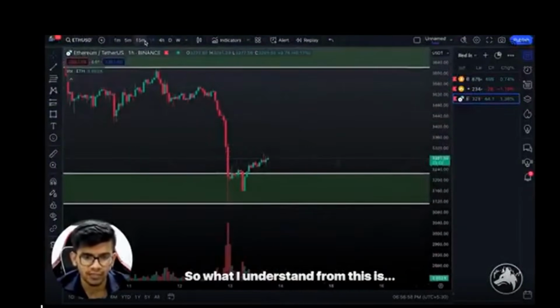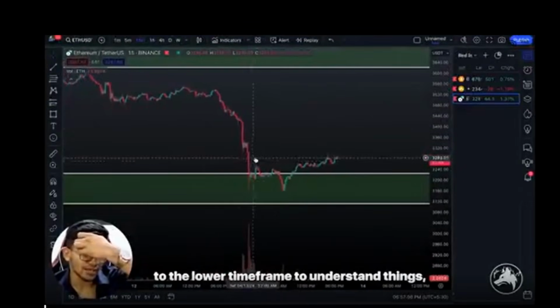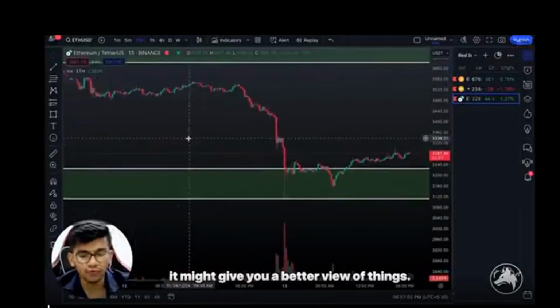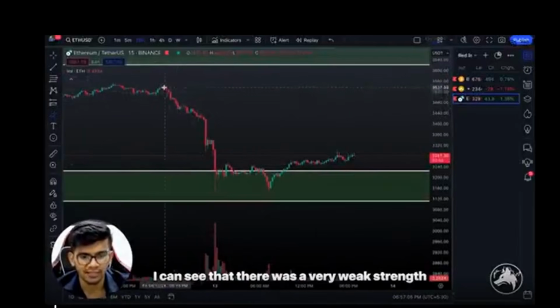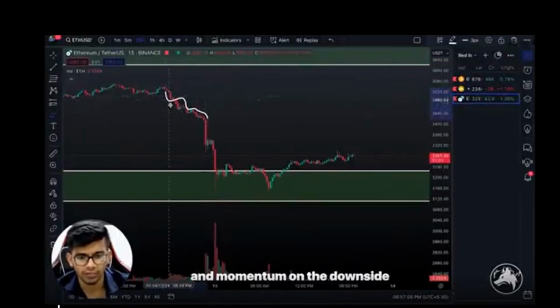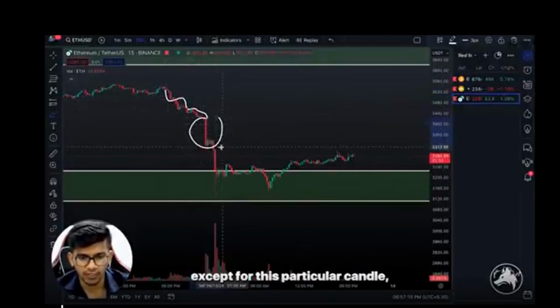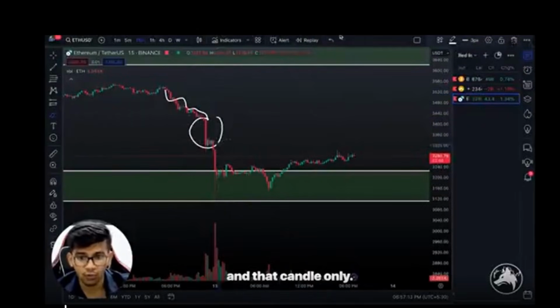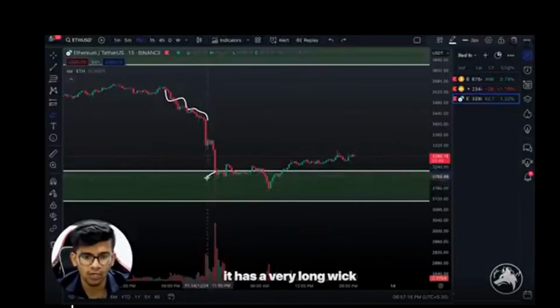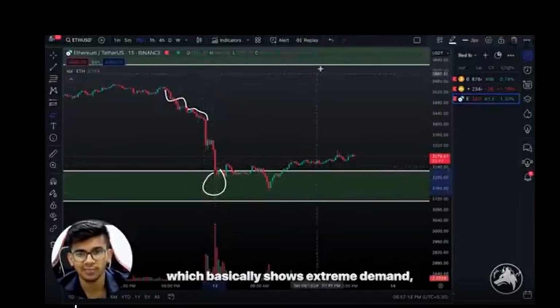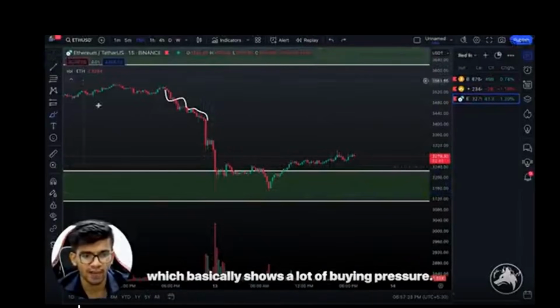So what I understand from this is, you can also go down to the lower time frame to understand things. It might give you a better view of things. So if you look at this on the 15-minute time frame, I can see that there was a very weak strength and momentum on the downside, except for this particular candle and that candle only, because if you look at the other candle, this candle which is very huge, it has a very long wick which basically shows extreme demand, which basically shows a lot of buying pressure.